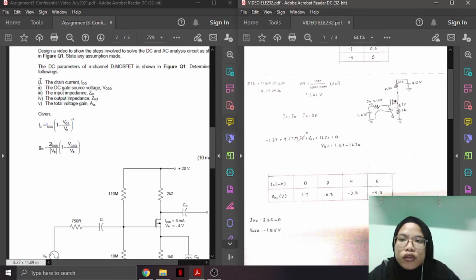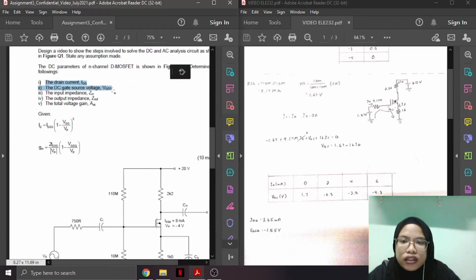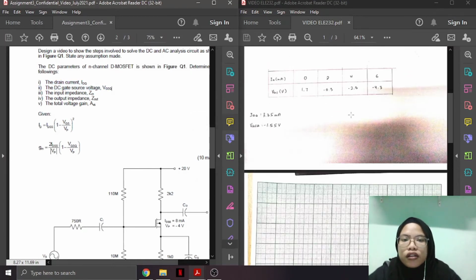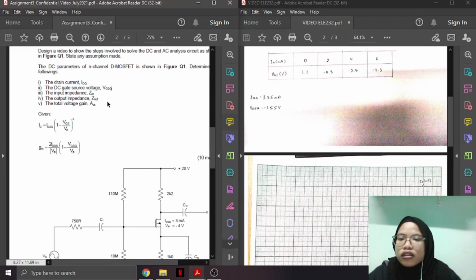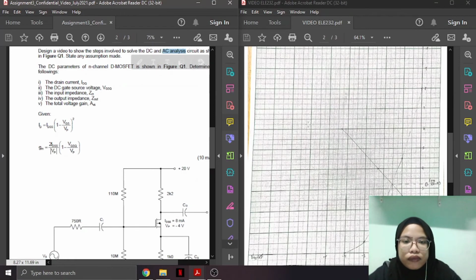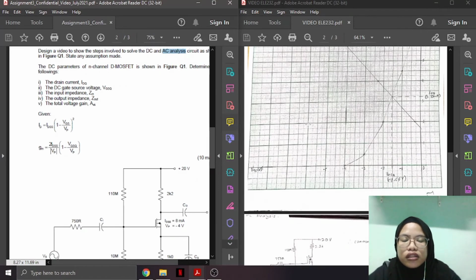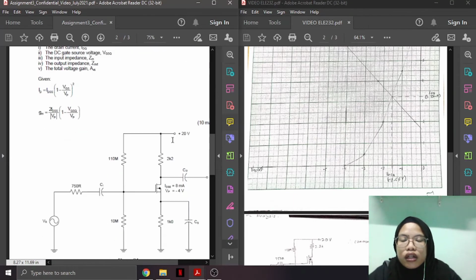So we have done with the first and second question. Next, for the third question. For the third, fourth, and also fifth question, we need to use the AC analysis. First thing first, by using AC analysis. Before, when using DC analysis, we need to open circuit the capacitor.